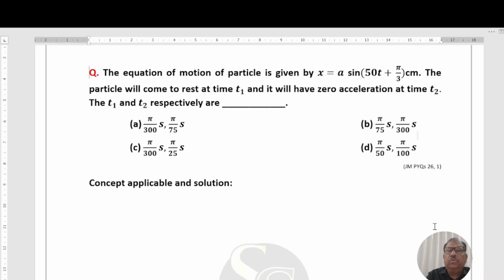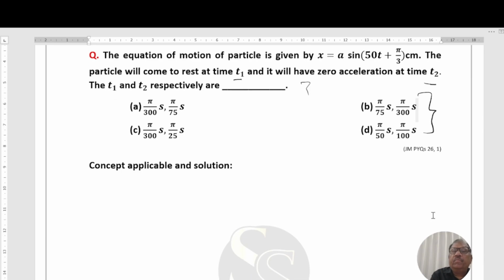Question: the equation of motion of a particle is given by x equal to this one. The particle will come to rest at time t1 and it will have zero acceleration at time t2. Then t1 and t2 respectively are. Four options are given, one of the options is correct.